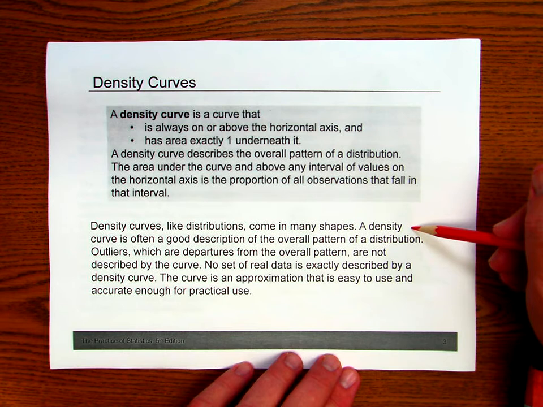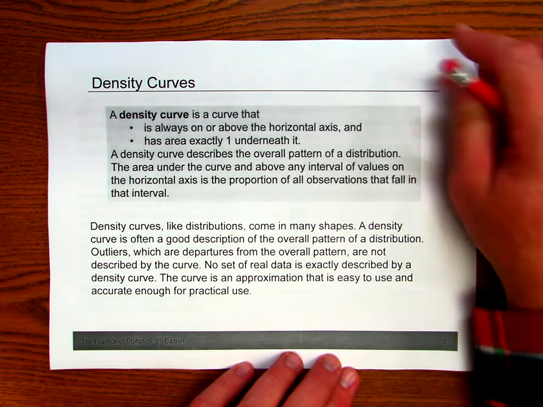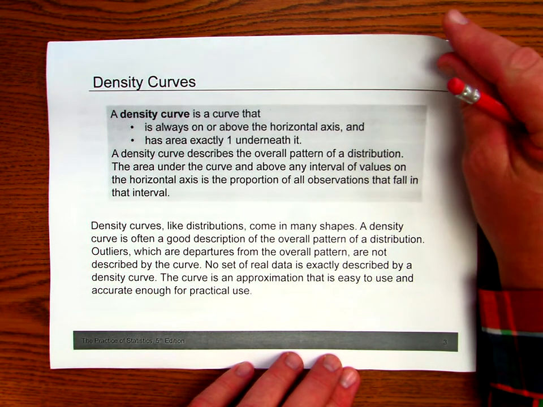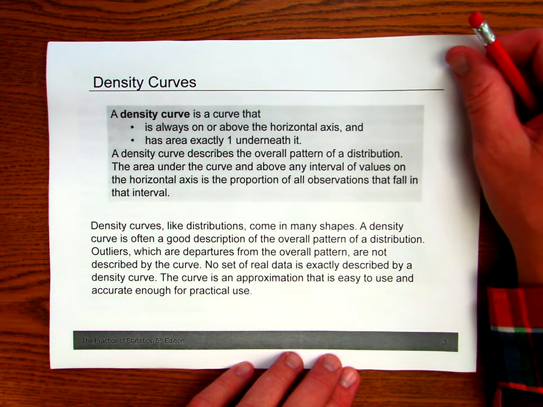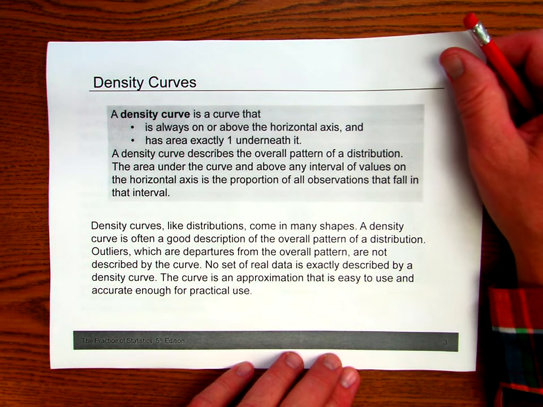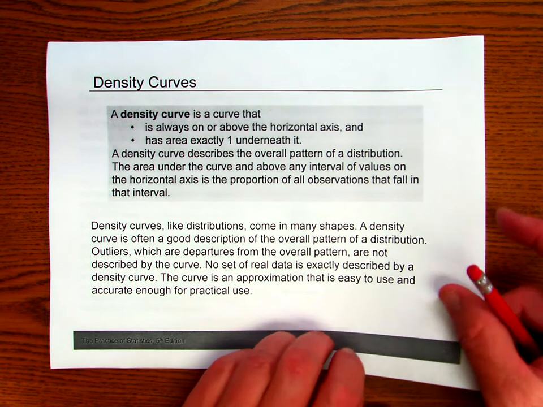Density curves, like distributions, come in many shapes. A density curve is often a good description of the overall pattern of a distribution. Outliers, which are departures from the overall pattern, are not described by the curve. No set of real data is exactly described by a density curve. The curve is an approximation that is easy to use and accurate enough for practical use.